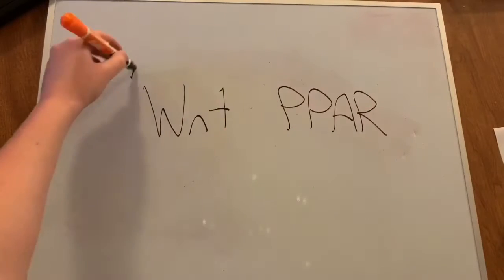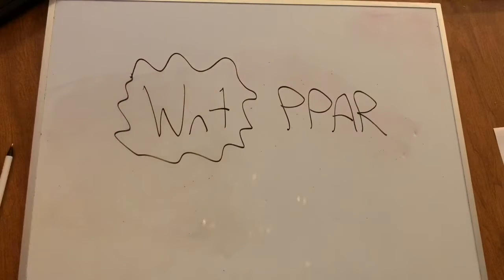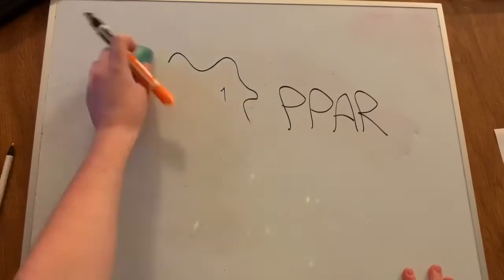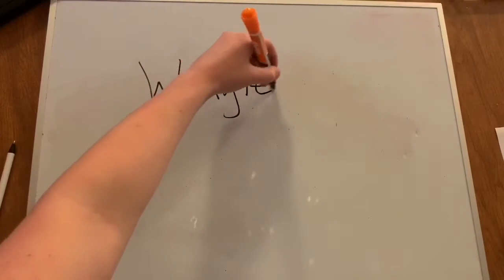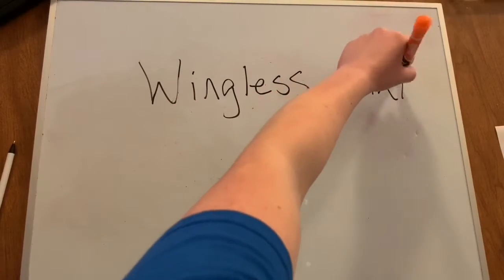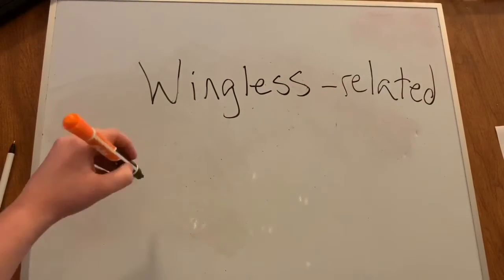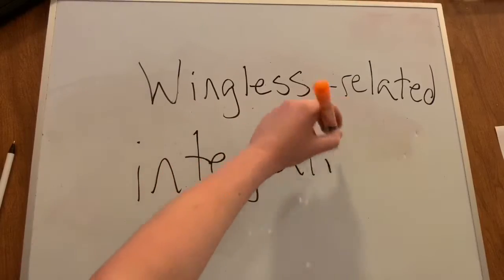There are two pathways that affect Alzheimer's disease, Wnt signaling and PPAR. This video focuses on the Wnt signaling pathway. Wnt stands for Wingless Related Integration Site.